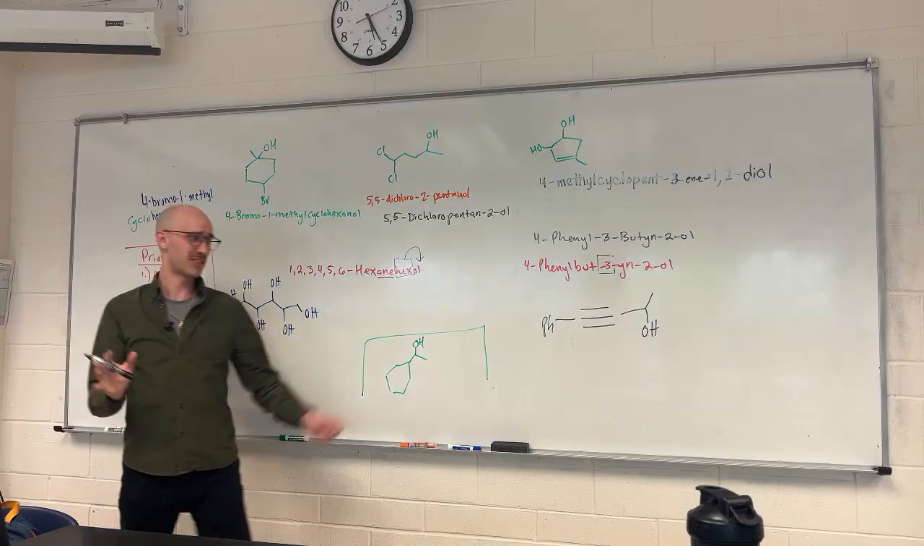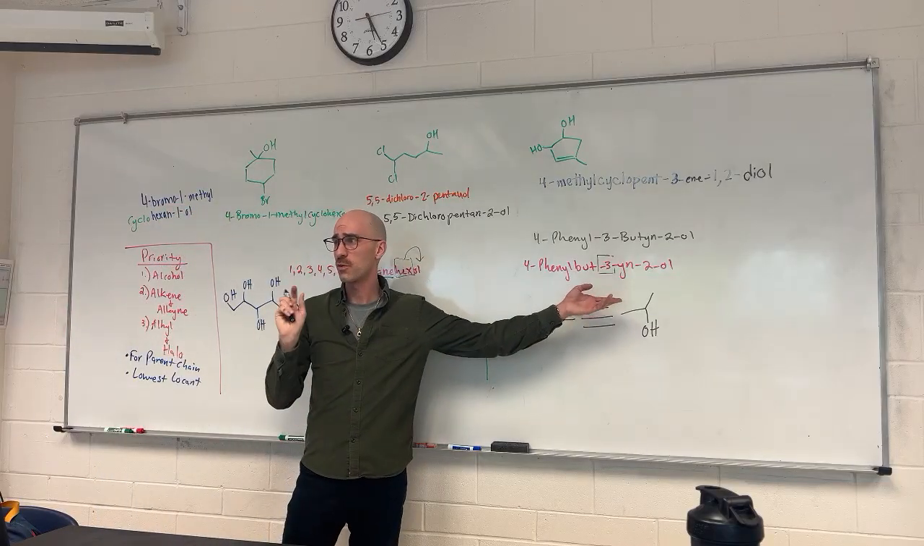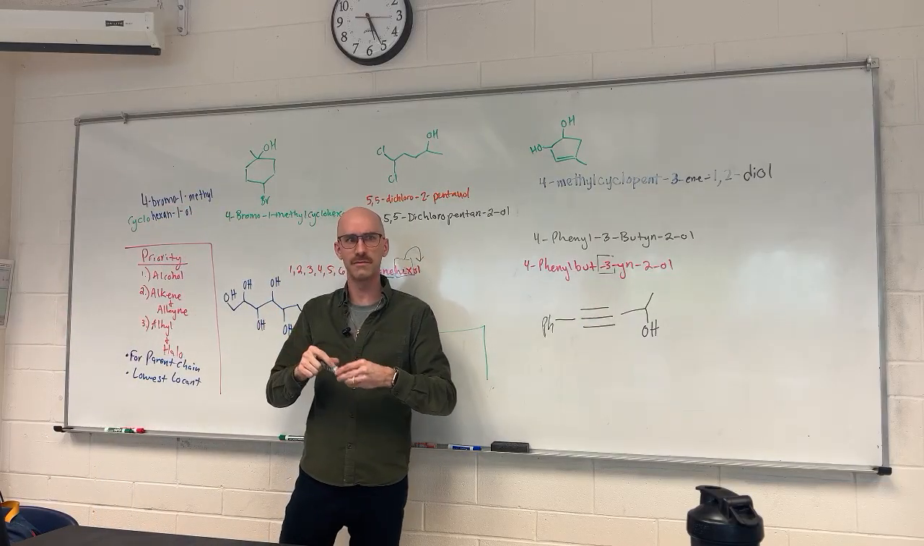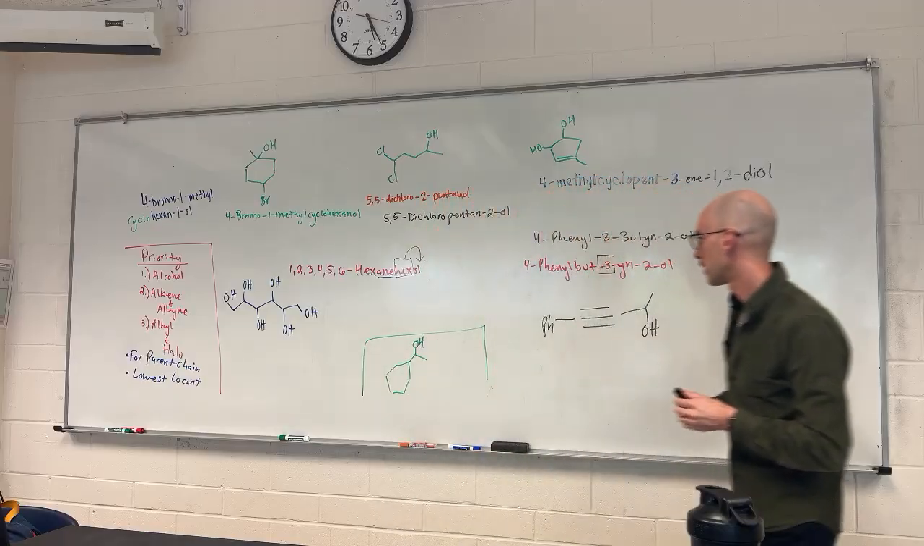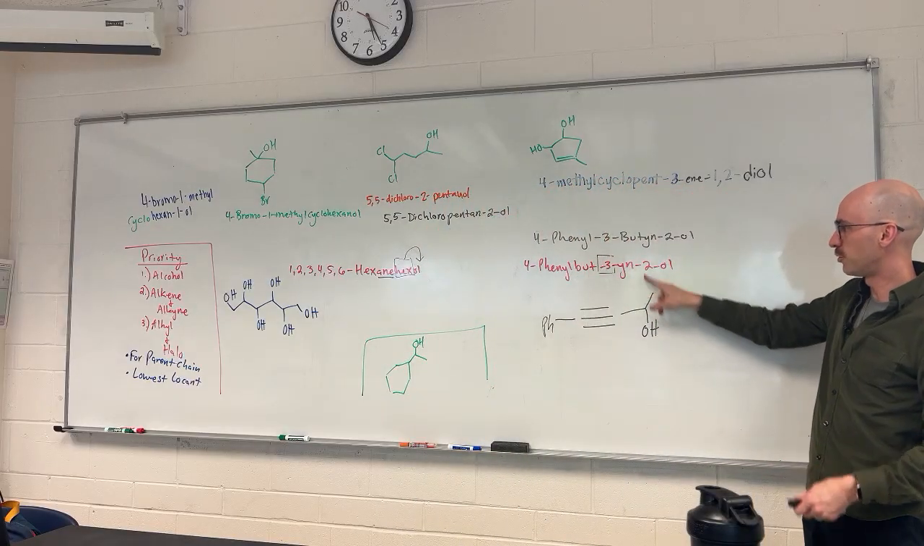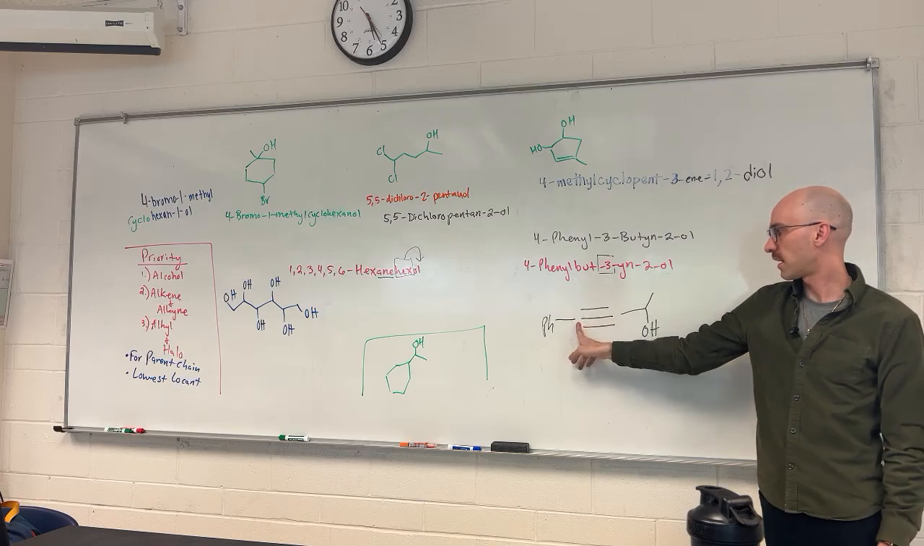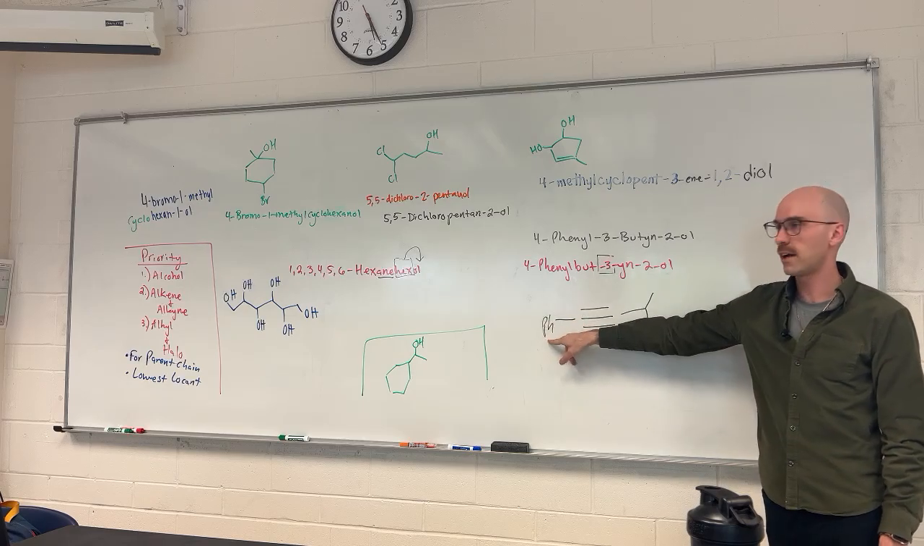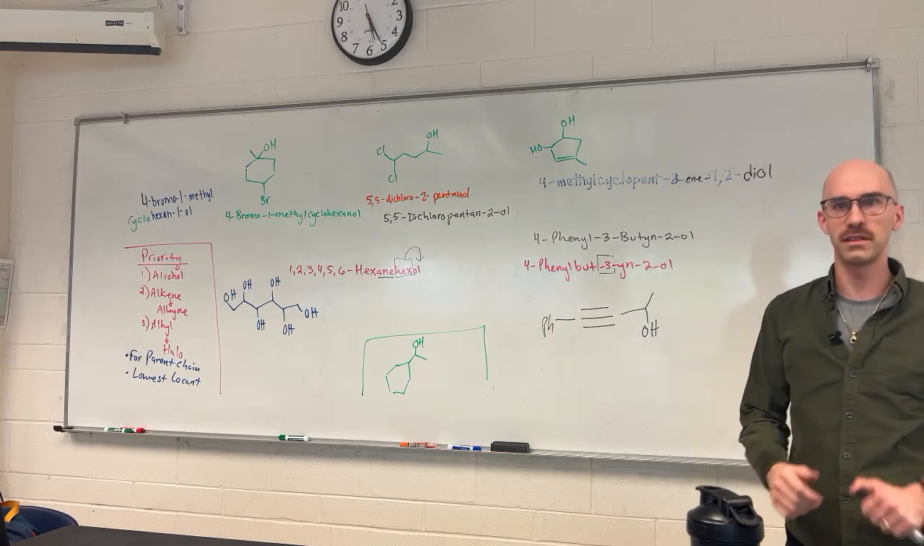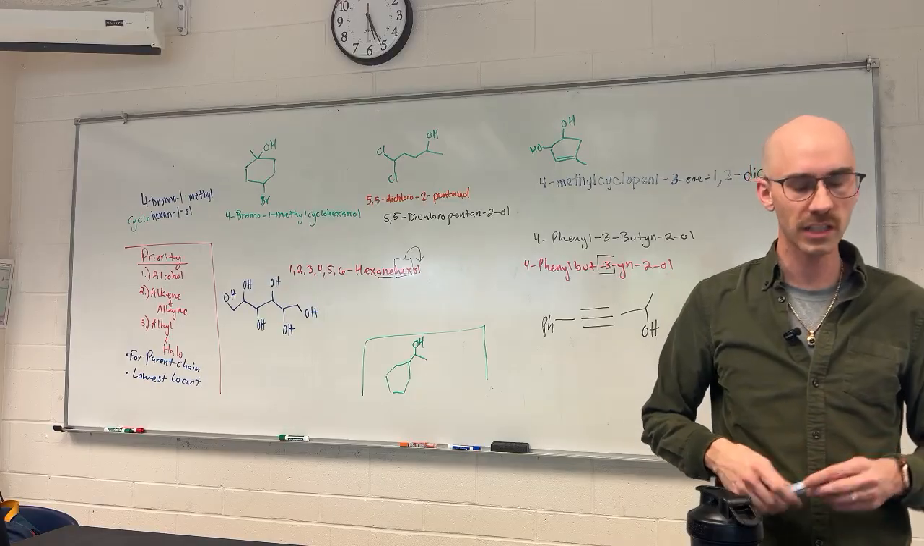But in my opinion, it's just better to keep the locant right next to what it's describing. 1, 2 alcohol, 3, 4. That's an internal alkyne, because then it's bonded right to the benzene, the aromatic ring. Okay.